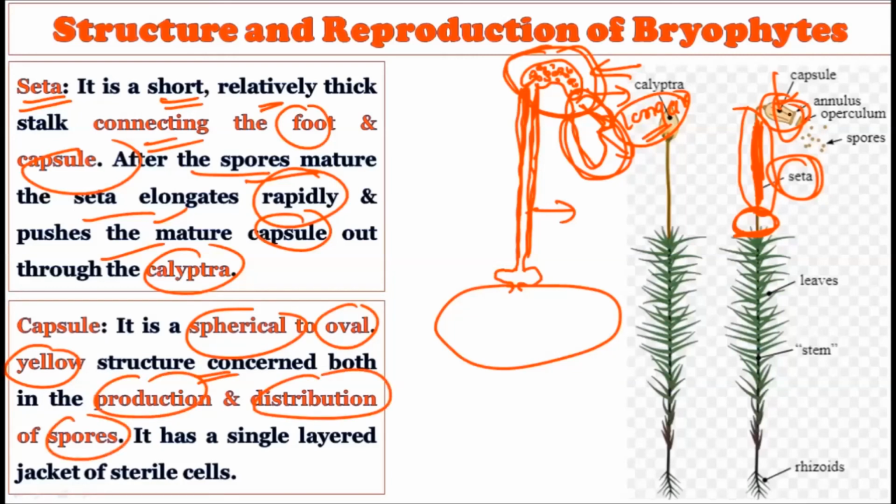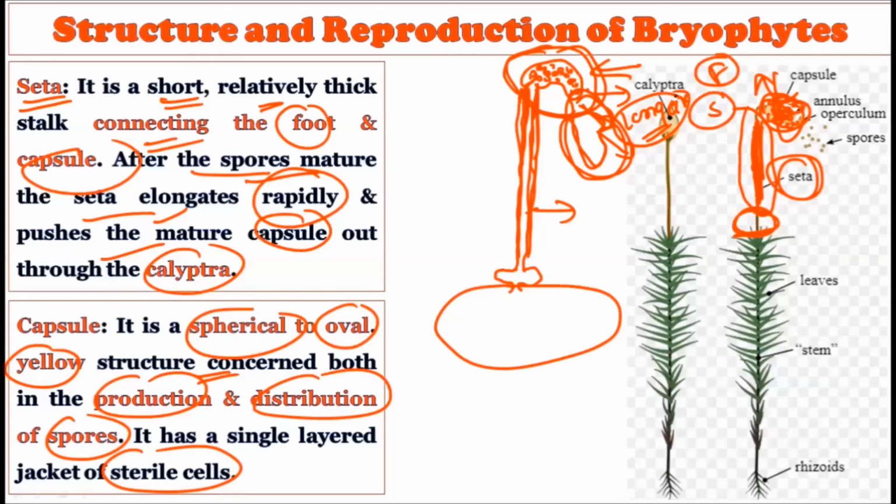Okay. So whatever spores are there, these are all concentrated inside this particular capsule, and all these spores are created in the capsule and they get matured in the capsule. And plus their distribution also occurs through these particular spherical bodies. Now it has a single layered jacket of sterile cells. This capsule is made up of a single layer of jacket cells, which are sterile cells. They are not fertile cells, but they are sterile cells.